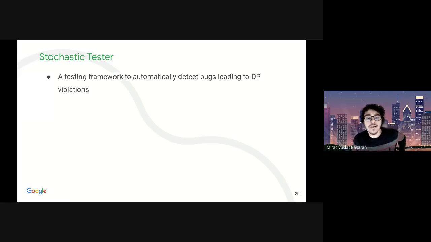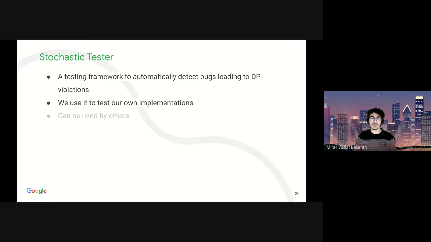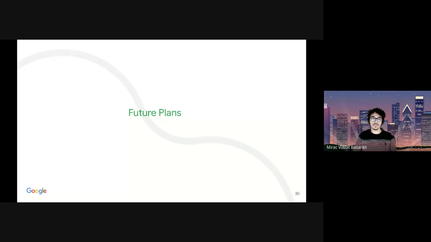We also have a testing framework to automatically detect bugs leading to DP violations. We use this to test our own implementations. And you can also use it to test your own differential privacy implementations. So that was an overview of the tools in our repository.